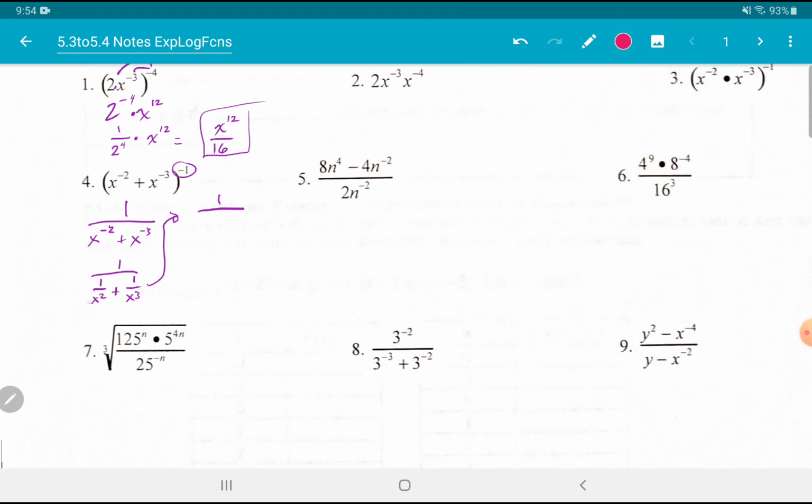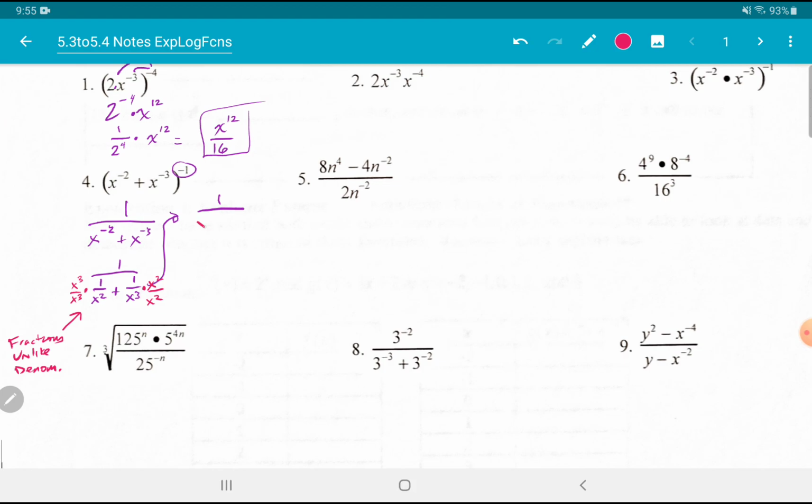Hopefully what you see is that you are adding fractions of unlike denominators. And because they are unlike denominators, you know that to add fractions, you need to have common denominators, which means the first fraction needs x cubed on top and bottom, and the second fraction needs x squared so that you have common denominators. So what do we end up having now?